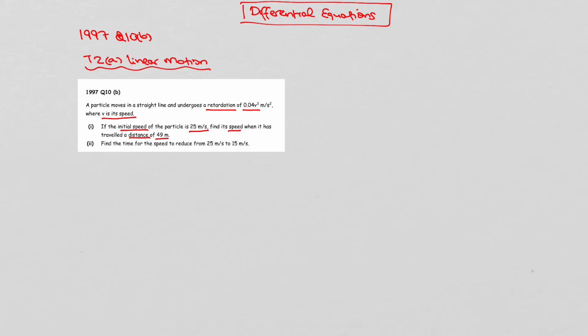For the first part of the question, because we're given velocity and we're looking for distance, our equation for acceleration will be v dv ds, because we have velocity and displacement. So what do we know about a? Well, we know its acceleration is a retardation of 0.04 v cubed. Because it's retardation, that means it's slowing down. So that's going to be minus 0.04 v cubed for the acceleration, equal to v dv ds.